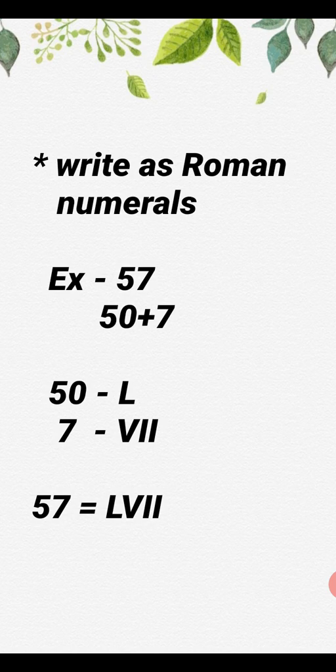Let's take a random example. 57. There is a rule in Roman numerals. If you have to convert a Hindu-Arabic numeral into a Roman numeral, you have to split the number. So 57 equals 50 plus 7. In my previous video, we read 50 plus 7. 50 is L and 7 is V, I and I. So this is L, V, I and I. Clear, students? Look at another example.